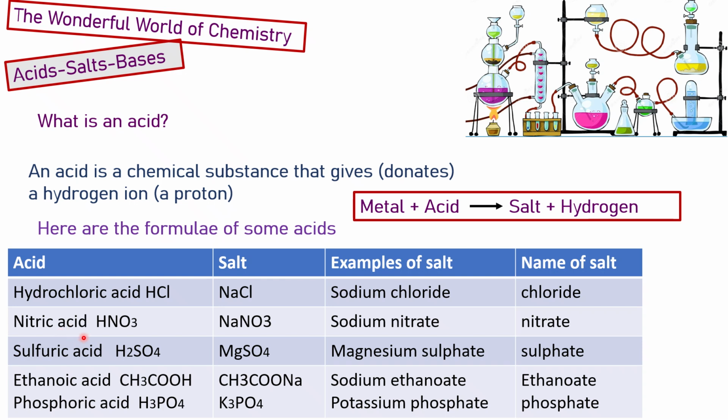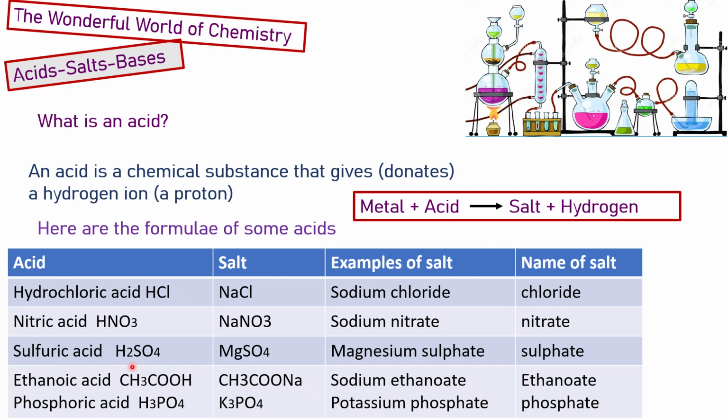Nitric acid, HNO3. What is the number of atoms in the formula? 1 hydrogen atom, 1 nitrogen atom, and 3 oxygen atoms. Now, pay attention that acids have names that end with ic: hydrochloric, nitric, sulfuric. Acids have names which end with ic.